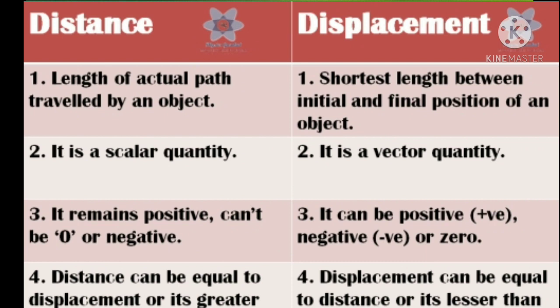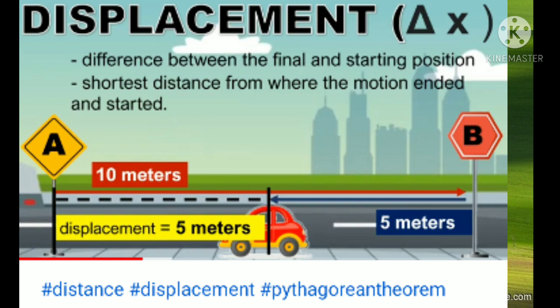Okay, then the last point, the distance can be equal to the displacement or it can be greater. Okay, sometimes the distance is equal to the displacement; from A to B, the total distance and displacement are equal to 10 meters. Okay, or sometimes we will get a greater value of distance than displacement.